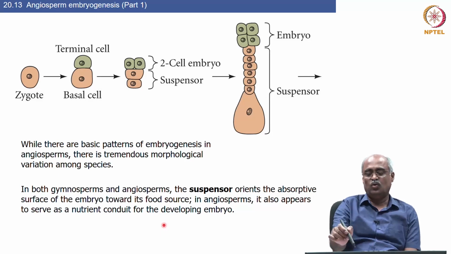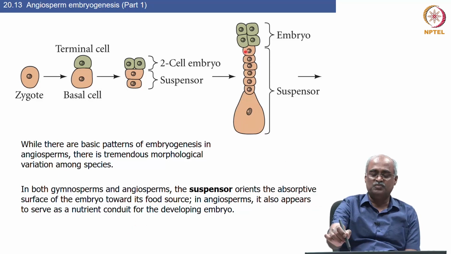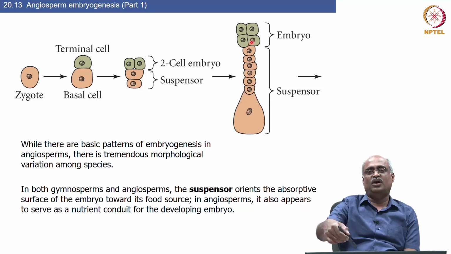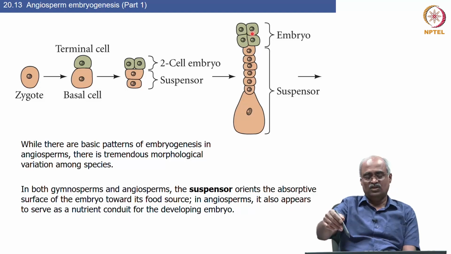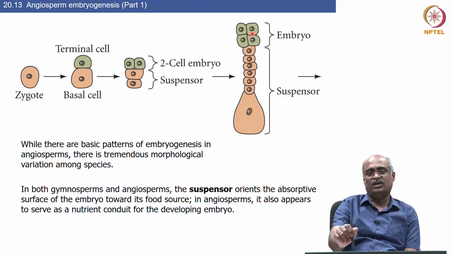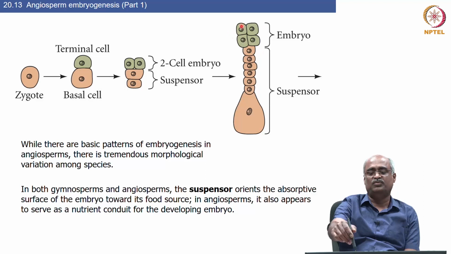So what is the role of the suspensor? What the suspensor does, in both flowering and non-flowering plants like gymnosperms and angiosperms, is orient the absorptive surface of the embryo towards the food source. Therefore, it facilitates the embryo to uptake nutrients from the food source. And in flowering plants, it actually acts as a conduit for the food to the developing embryo. So that is the role of the suspensor, and eventually the suspensor is going to degenerate and the rest of the embryo is going to form from this.